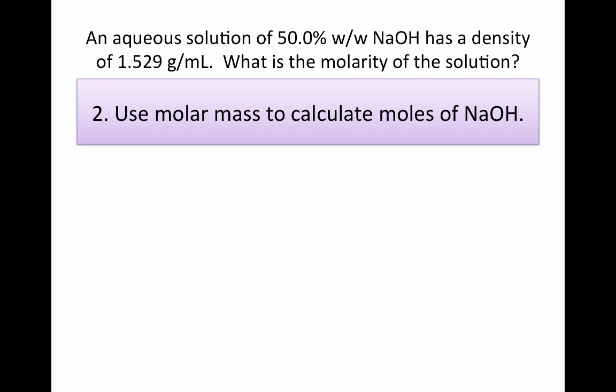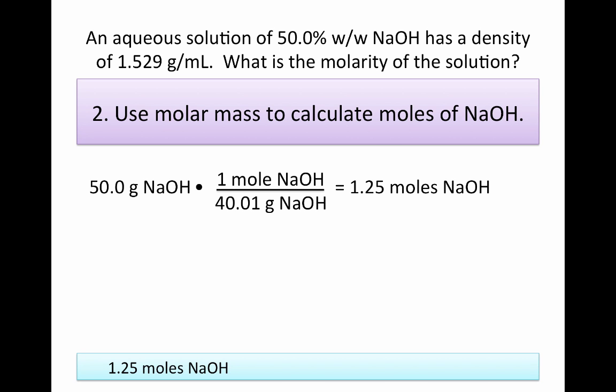Now, we're going to use our molar mass to calculate the number of moles of NaOH. We have 50 grams of NaOH, and we're going to use the molar mass as a conversion factor to convert that into moles. Now, you can go through with your periodic table and add up the masses of sodium, oxygen, and hydrogen, and what you get is 40.01 grams. So you put that into your conversion factor, and you calculate that we have 1.25 moles of sodium hydroxide.